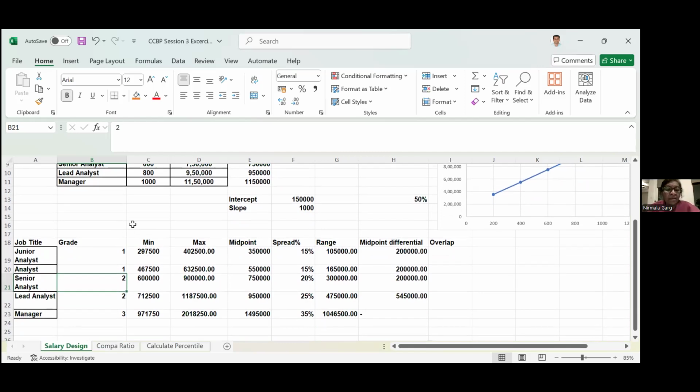Now you have done midpoint. So min and max of 15% spread, 15% spread, 20%, 25%, and 35%. Yeah, good, absolutely. Now let me look at it. I will help you with the midpoint differential, taking whatever I have in my PowerPoint. Let me just show you that and then help you. When you see a visual diagram, you'll be able to understand the significance of the midpoint differential.